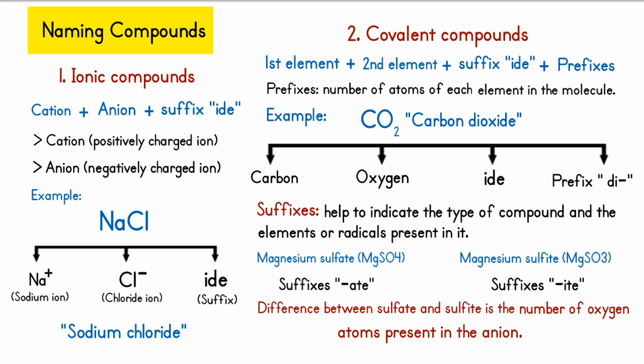So the name for N2O3 would be dinitrogen trioxide, and the name for HNO3 is nitric acid.